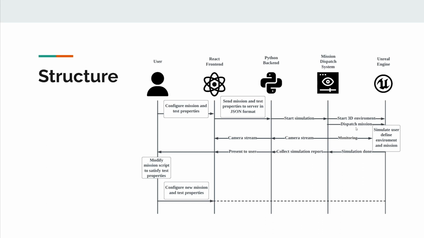Once the simulation starts, it will dispatch the mission and then start the user-defined environment and mission, while continuously monitoring the mission and returning the camera stream back to the user. And once the simulation is done, the middleware will collect the simulation report and then present it to the user using the front end. Then the user will see the test results and then modify or improve their script and then start a simulation again. Now allow me to give you a demo.